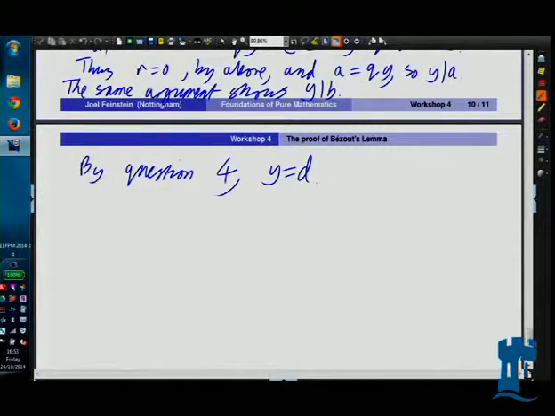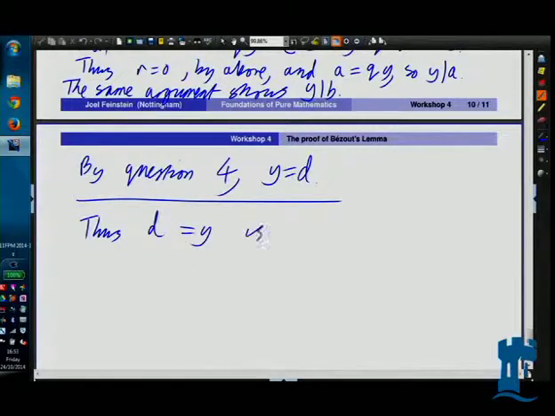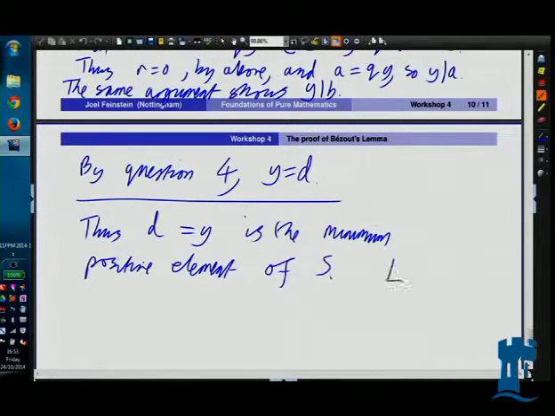Conclusion: thus D equals Y, the minimum positive element in S. And we've finished.